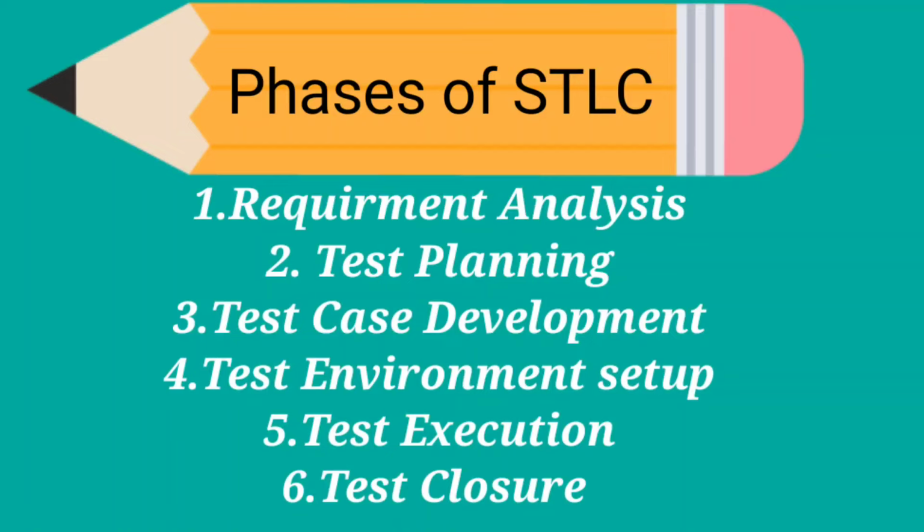Test execution, the fifth stage. After the test case development and test environment setup, the test execution phase gets started. In this phase, the testing team starts executing test cases based on the test cases prepared in the earlier step. The activities that take place during the test execution stage of the software testing lifecycle include test execution, defect logging, test data preparation, test environment setup, test execution, test result analysis, defect retesting, test reporting.